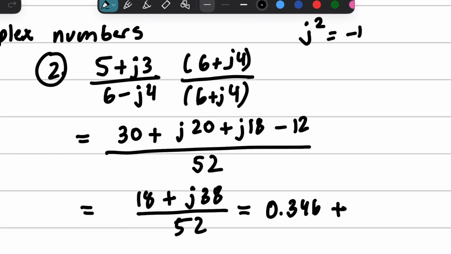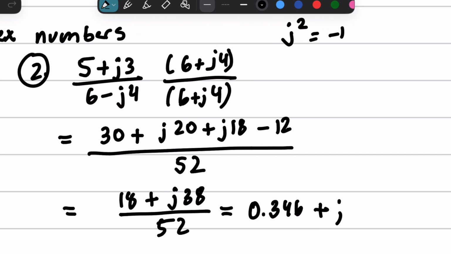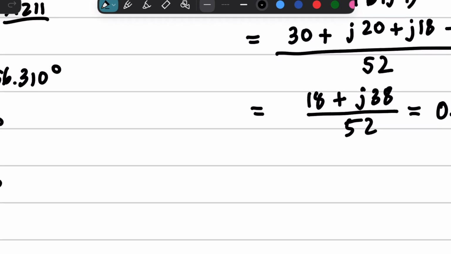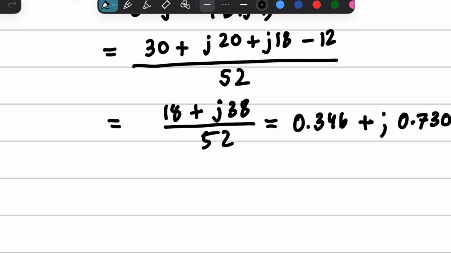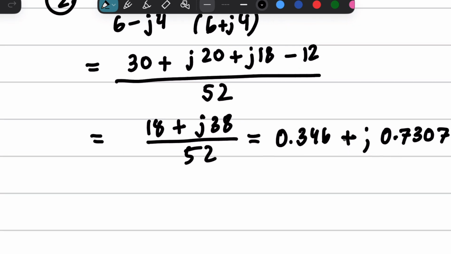And so we are going to get 18 over 52, which I've calculated to be 0.346, plus 38 over 52, which is going to be 0.7307. So this is the rectangular form that we wanted.